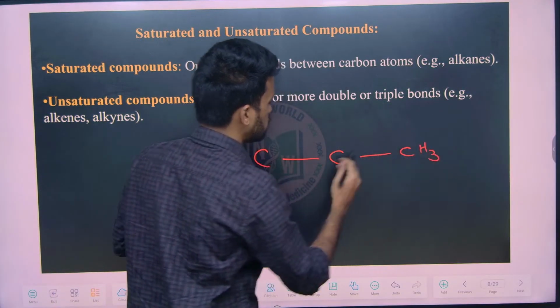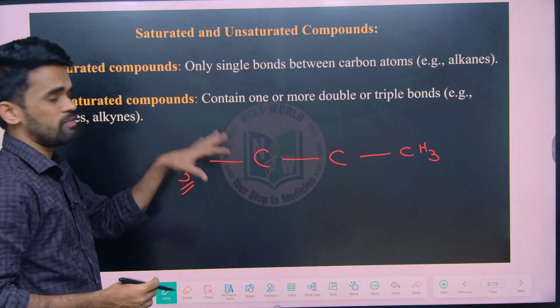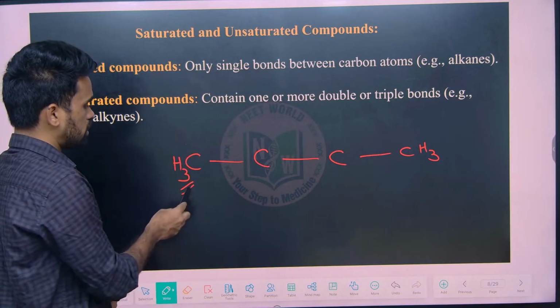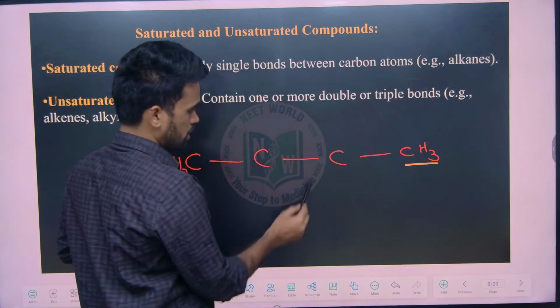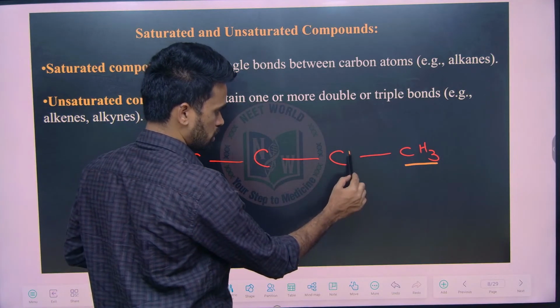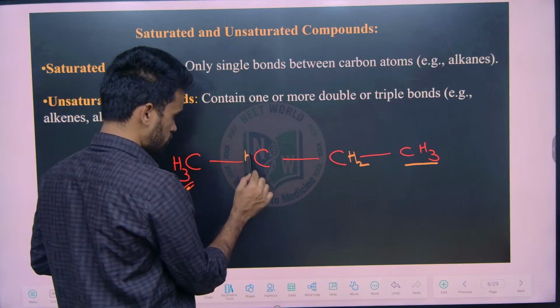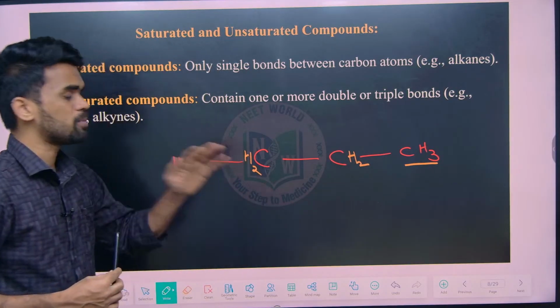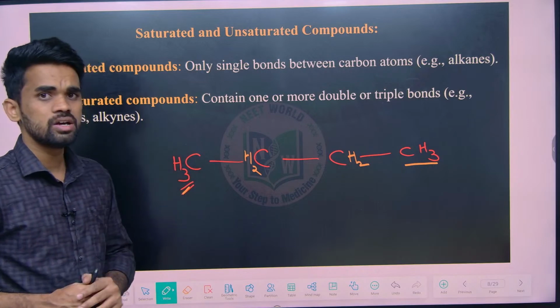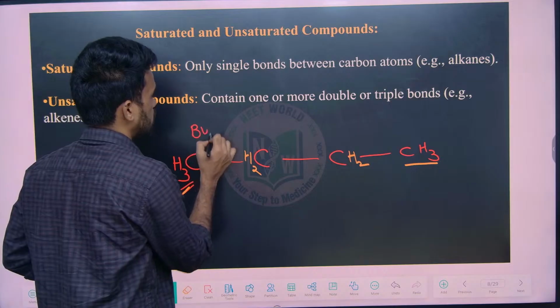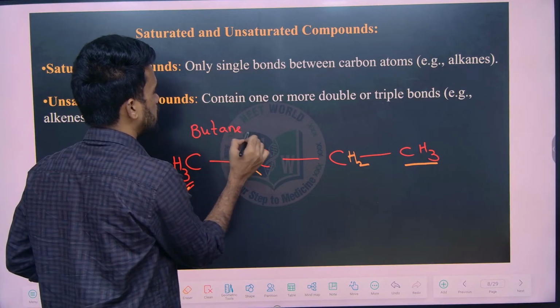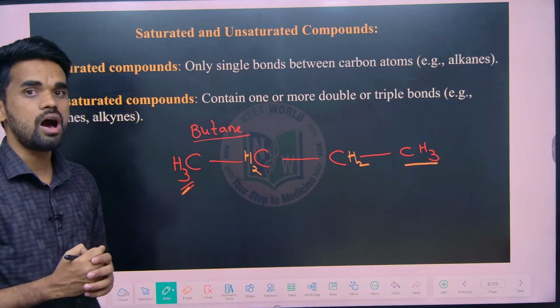Okay, now try to satisfy the valencies of carbons here. So 3 plus 1, 4, this is satisfied. Here it is also satisfied. Now only 2 bonds are there, so 2 more are required, put 2 hydrogens. Here also 2. So how many carbons in the chain? 4 carbons. Now you can say this is butane. Butane is an example of alkane.